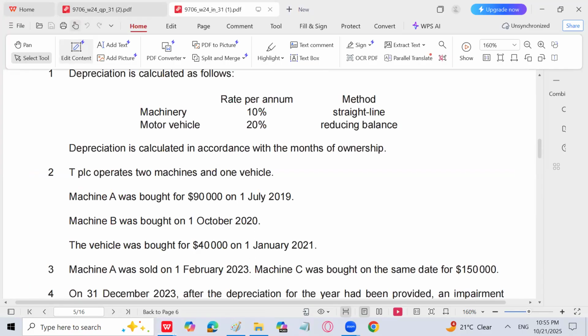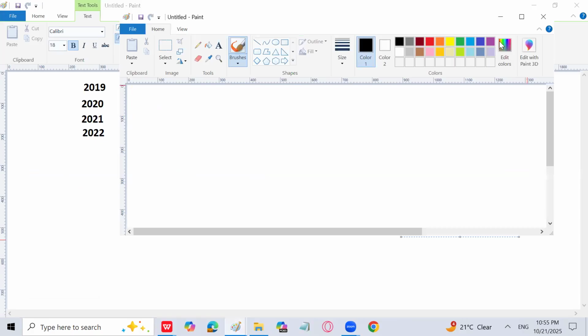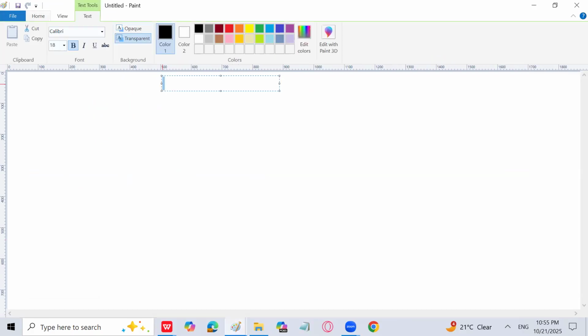So I'll open another. There are two assets, plant and machinery and motor vehicle. So I have to prepare the schedule of non-current assets for the two assets, plant and machinery, and also for motor vehicle. And because in the answer a total column is also required, I'm going for the total column also.